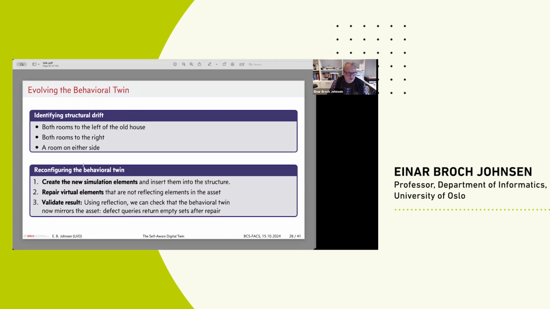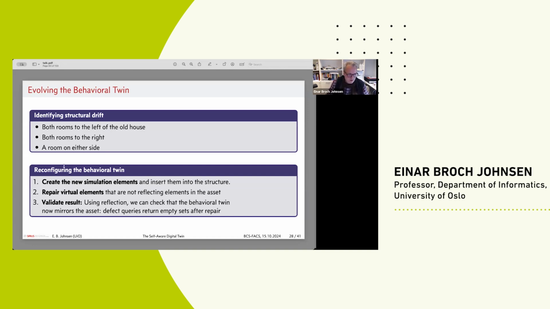And for the example we have, there are three different possibilities. We have rooms to the left of the old house, we have rooms to the right of the old house, or we can have a room on either side. So the current simulators we're using in this example will only work if we add two rooms at a time. And these are the three configurations.